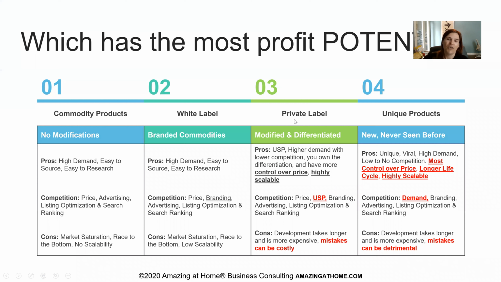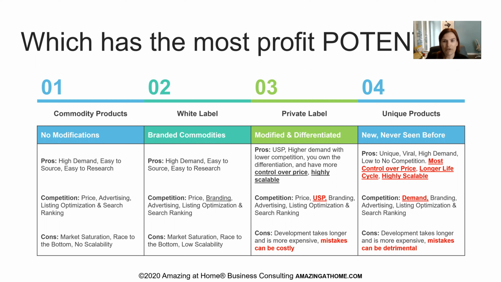All right. We talked about this during our ideation class. Which types between commodities, white label, private label, and unique have the most profit potential. And private label and unique products have the most profit potential because you get to have control over the price and they're highly scalable. You can sell them in multiple channels. So they have the most profit potential.